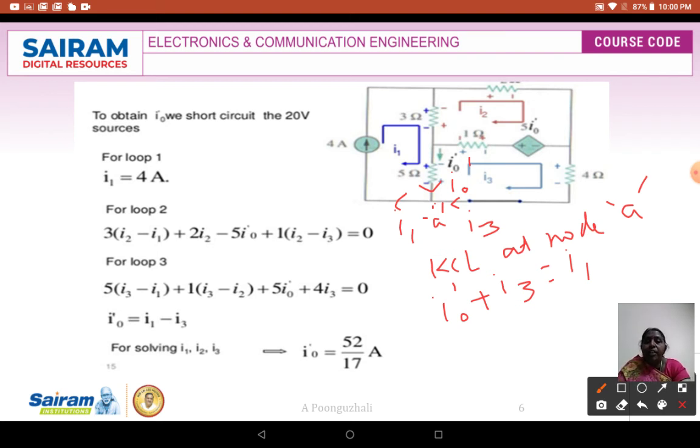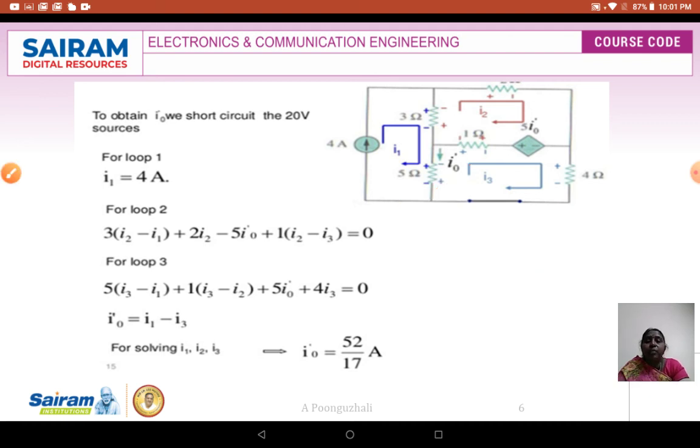So now I have three equations. You know your I1. I1 is 4 amps. So substitute it, simplify it. You will be getting your equation I0 dash to be 52 by 17. So we know that your I0 dash is equivalent to I1 minus I3. What is I1? I1 is nothing but 4. So 4 minus I3. Now we want to find out what is your I3. By solving these two equations, I can find out your I3. Once I find my I3, then automatically I can find your I0 dash. So I0 dash is equal to 52 by 17 amps for the 4 amps current source.